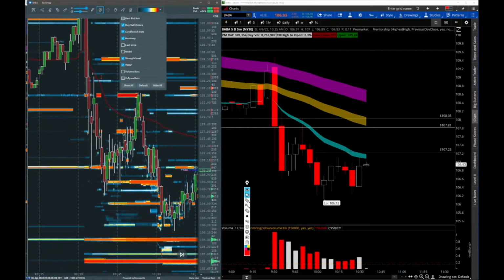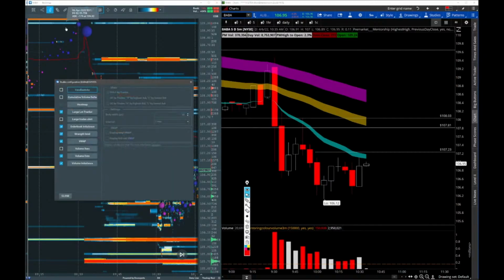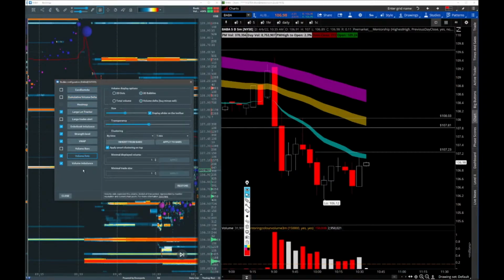I'm going to put over here now the volume dots to show you the difference. We're going to change one thing of the volume dots, and we're going to put over here smart. All right, that's fine. Okay.